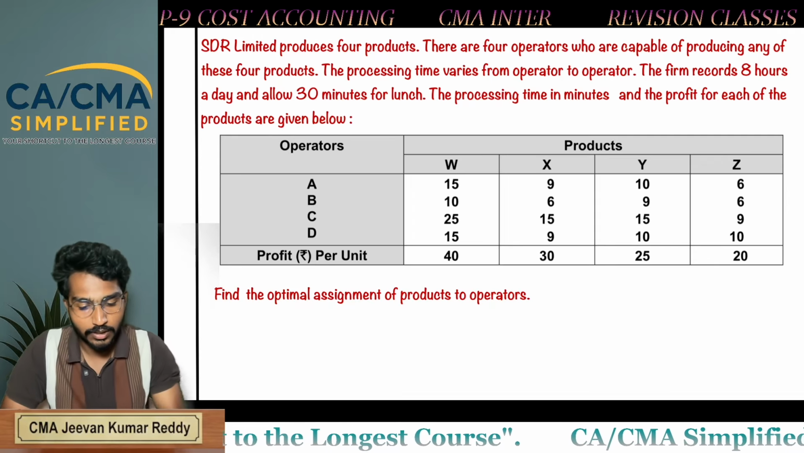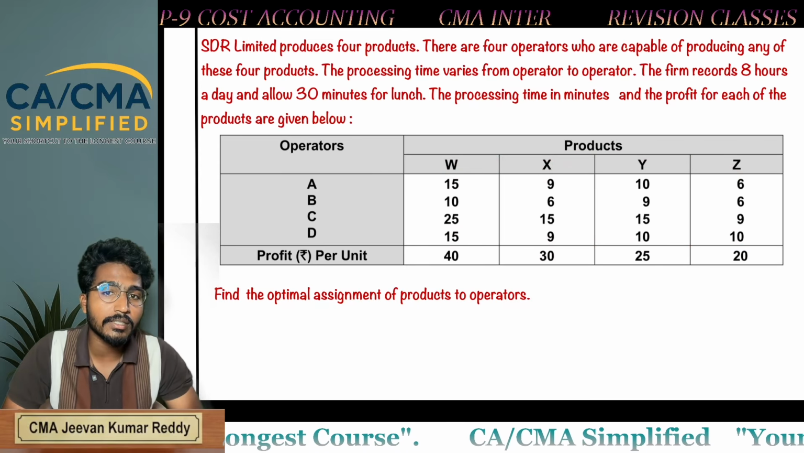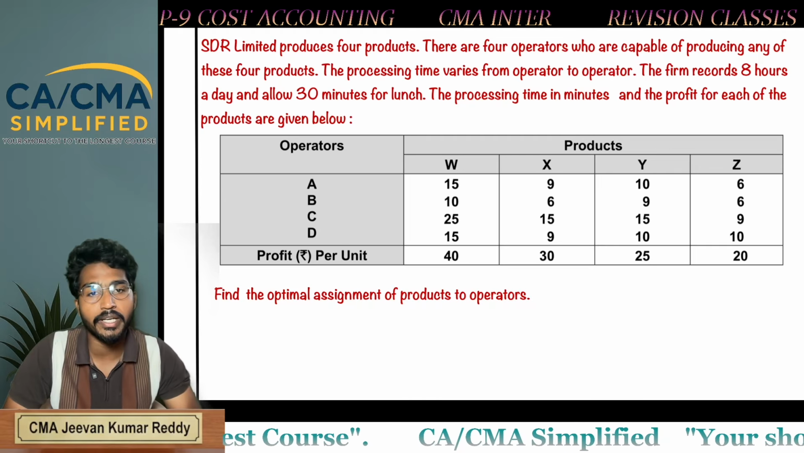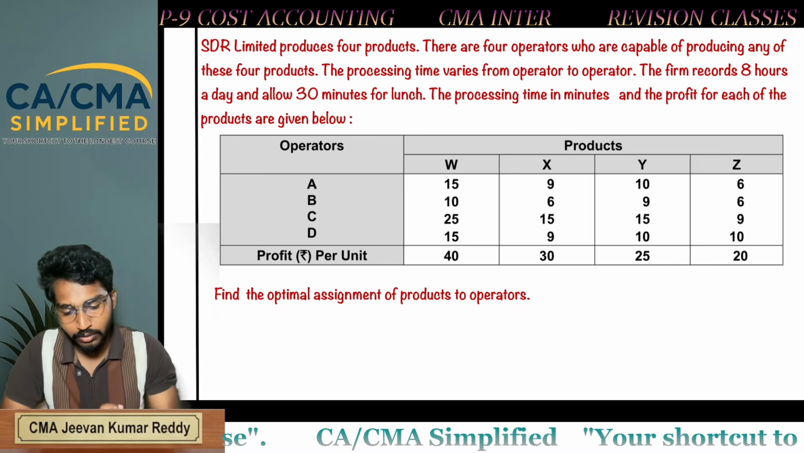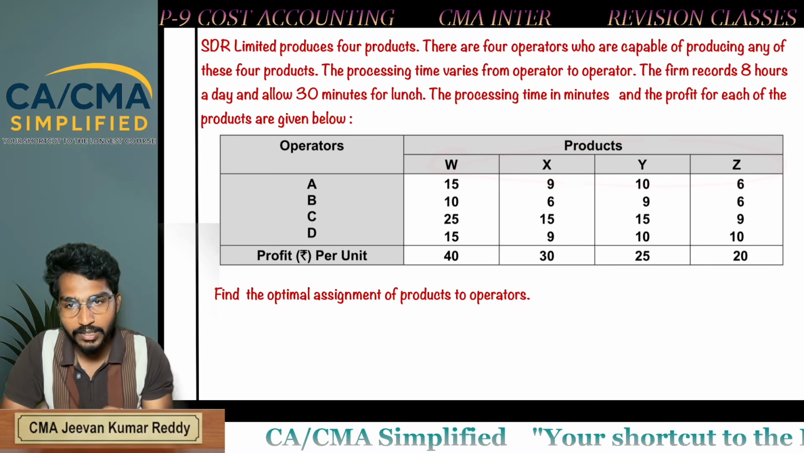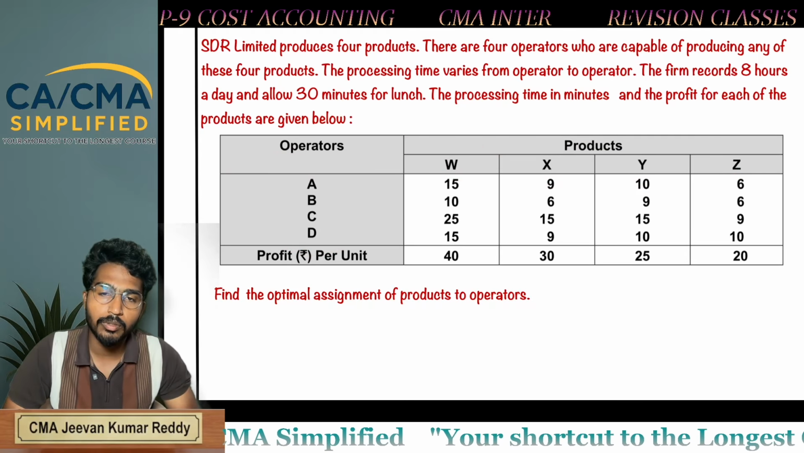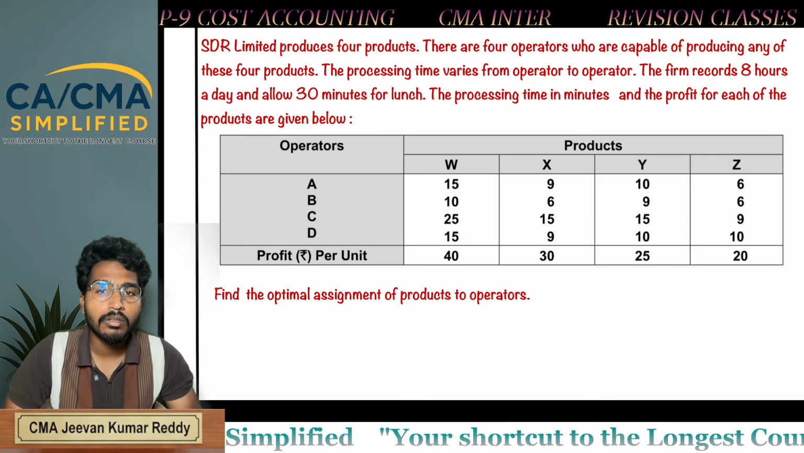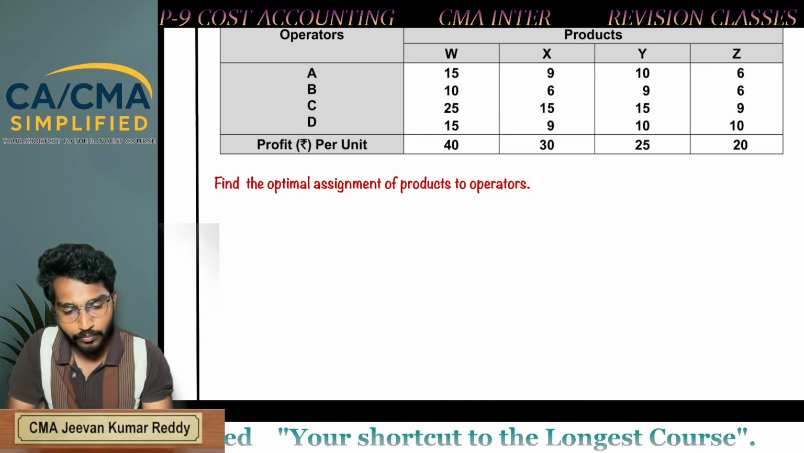That means the data given is a cost matrix, not a profit matrix. No need to convert into a profit matrix. And is the problem balanced or unbalanced? Here operators are 4, products is also 4. The problem is said to be a balanced problem. We can directly perform row operation first.